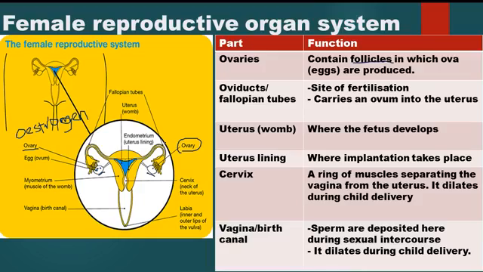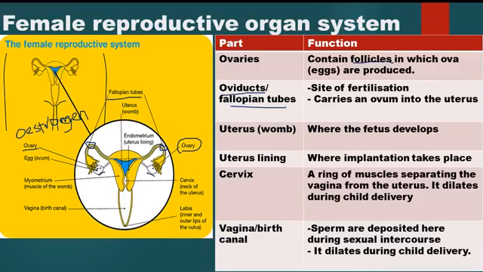Then we have what we call the fallopian tubes. We also have two fallopian tubes, one leading from the left ovary and one leading from the right ovary. Fallopian tubes are also called oviducts.